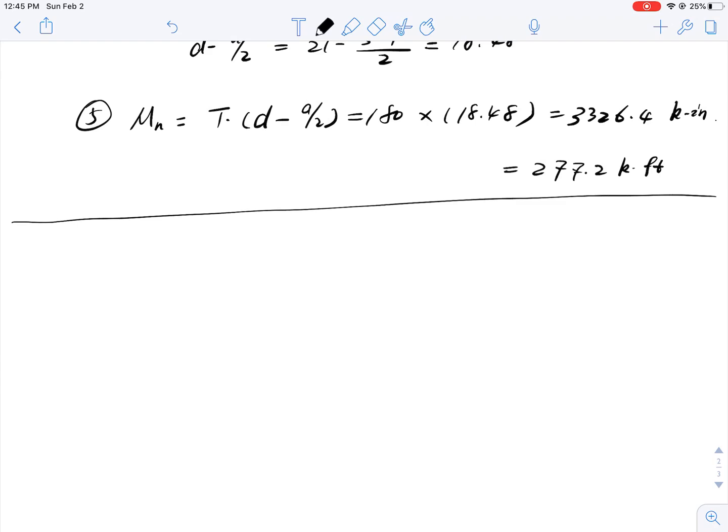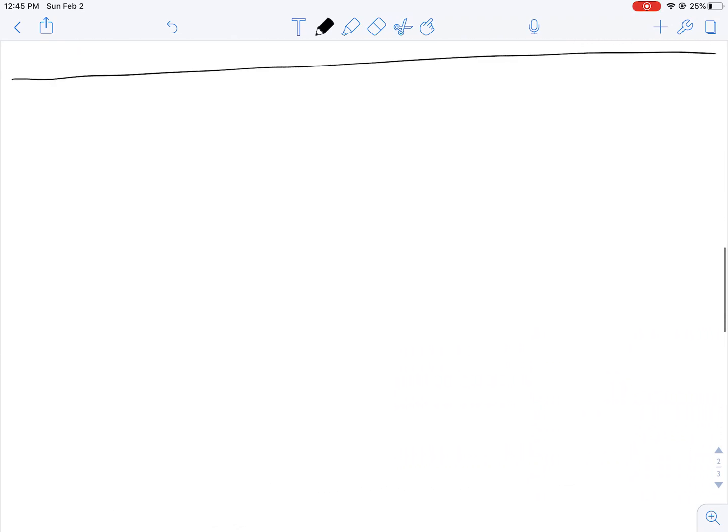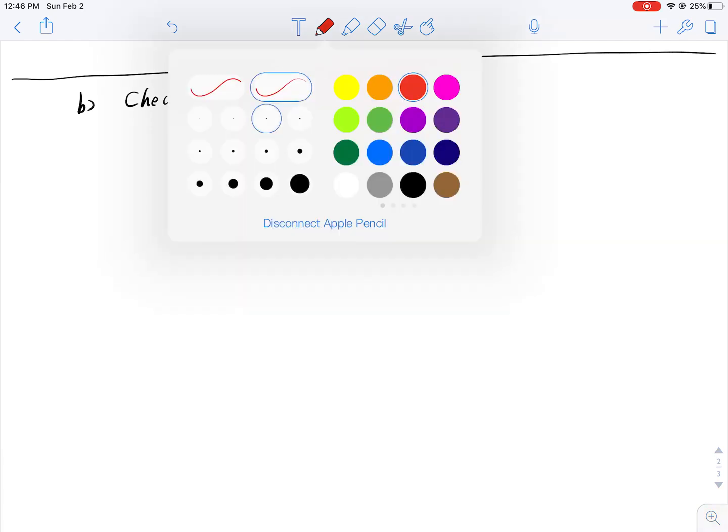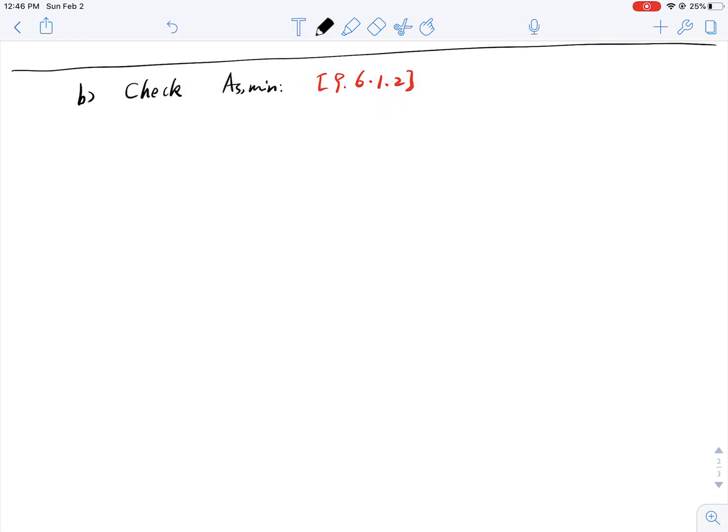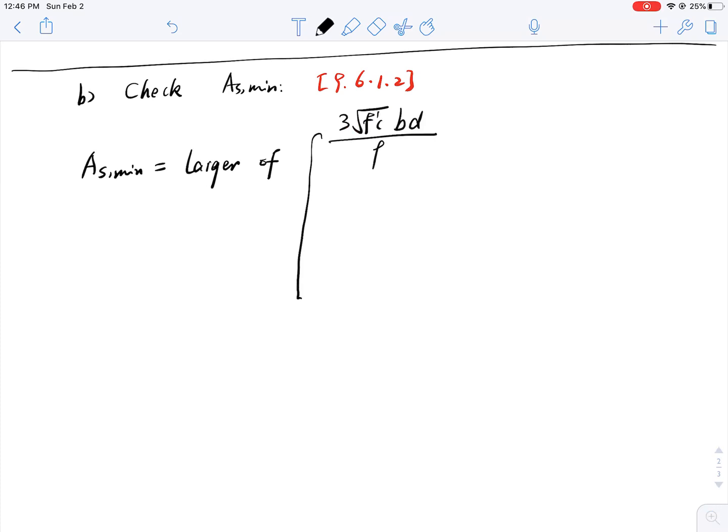I want to check my minimum reinforcement area. Okay, so second step B, I need to check the As min. And of course, you can find this in ACI code 9.6.1.2. So by that equation, As min equals the larger of two equations, right? We talked about this. First is 3 square root f'c b d divided by fy. Okay, so I bring the numbers in.